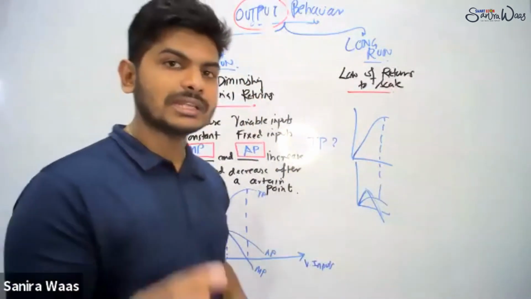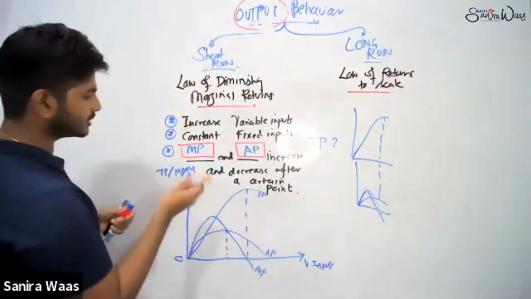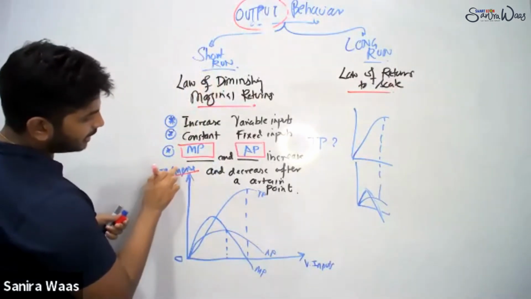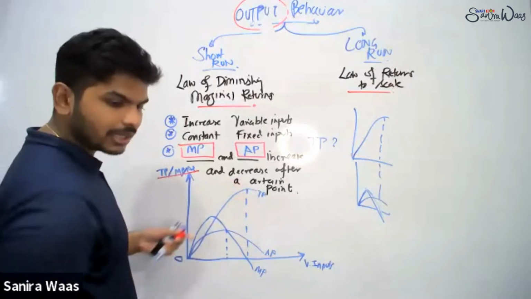It's how you draw your illustration, because look, I have used TP, MP and AP in one diagram and I can make this one happen.